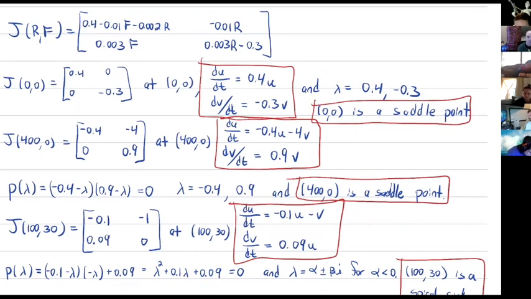I know this isn't really the point, but when you do the P of lambda there, would you have a +4 at the end? You would have -4 times 0, right? So right, that would give you a -0 at the end. Yeah. Okay. Thanks. Yep.